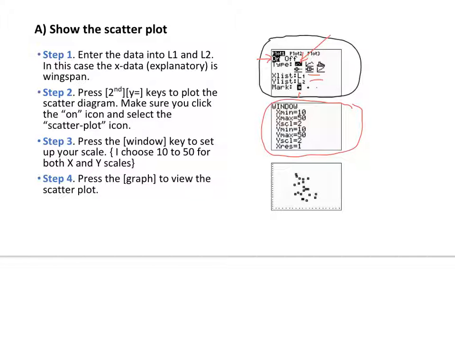In this particular case, I chose 10 to be the X minimum and X max to be 50, and I did that for both scales. I also set up the scale size to be 2. Then we finally press graph, and here is our scatter plot that we have for our data set, and you can see it is slightly negative. It's really scattered, but it is slightly negative.